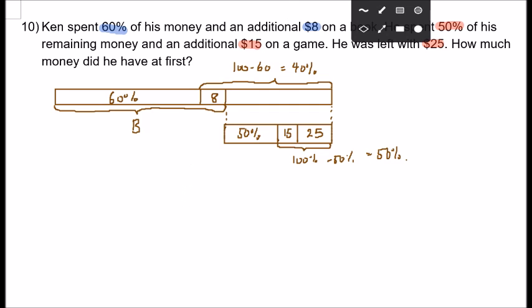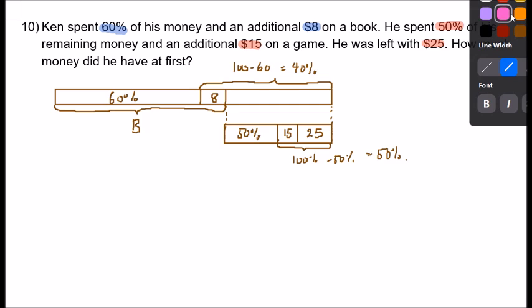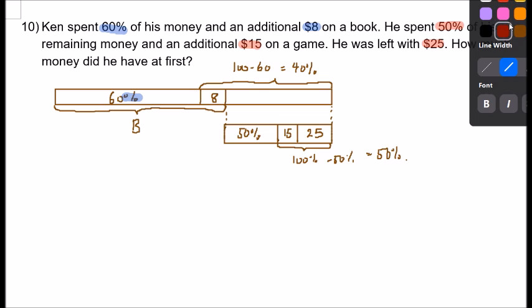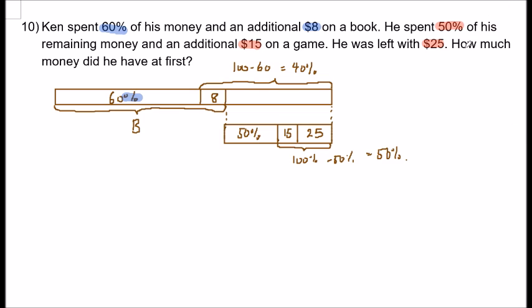So guys, I want you to take note of two things. First of all, this percent here in the first layer belongs to the percentage of his entire money. So I'm going to represent it in blue. And for the bottom, the percentage is actually the percentage of the remaining money. So these are two different percentages and they are different.